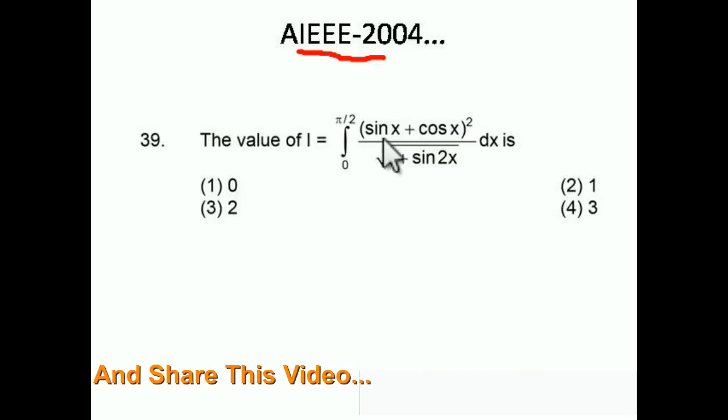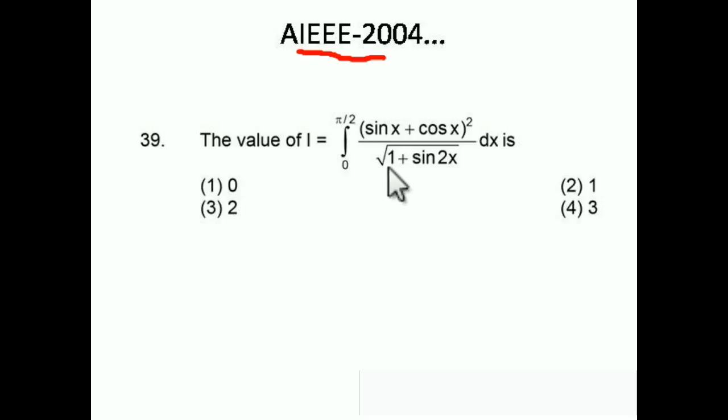I is equal to the integral from 0 to pi by 2 of (sin x plus cos x) whole square upon the square root of 1 plus sin 2x, dx. Now, by looking at it the first time, this sum looks pretty tough, but it's a very simple sum. You just need to identify a simple thing.